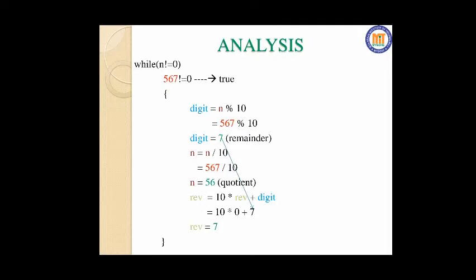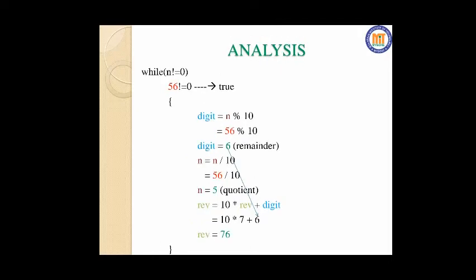Now reverse is equal to 10 into reverse plus digit, that is 10 into reverse, which is initially 0, plus digit, which is 7. So 10 into 0 is 0 plus 7. So reverse is updated to 7.